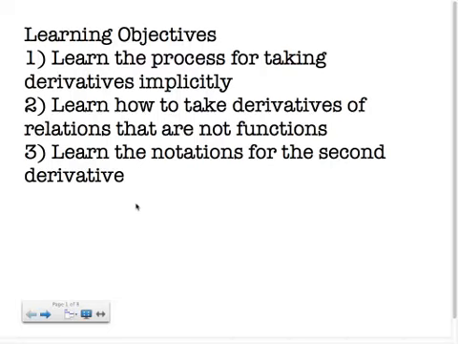Today we're going to learn the process for taking derivatives implicitly, among a few other things. Now, before we get started, I think it's important to talk quickly about the meaning of the words implicit versus explicit in the English language, because there are some parallels here.